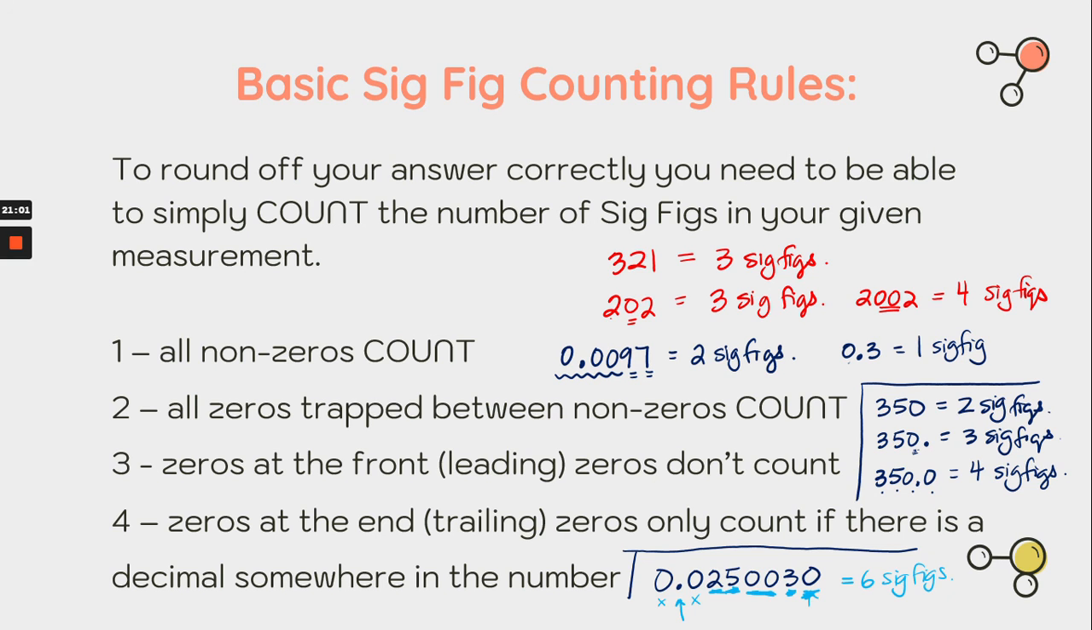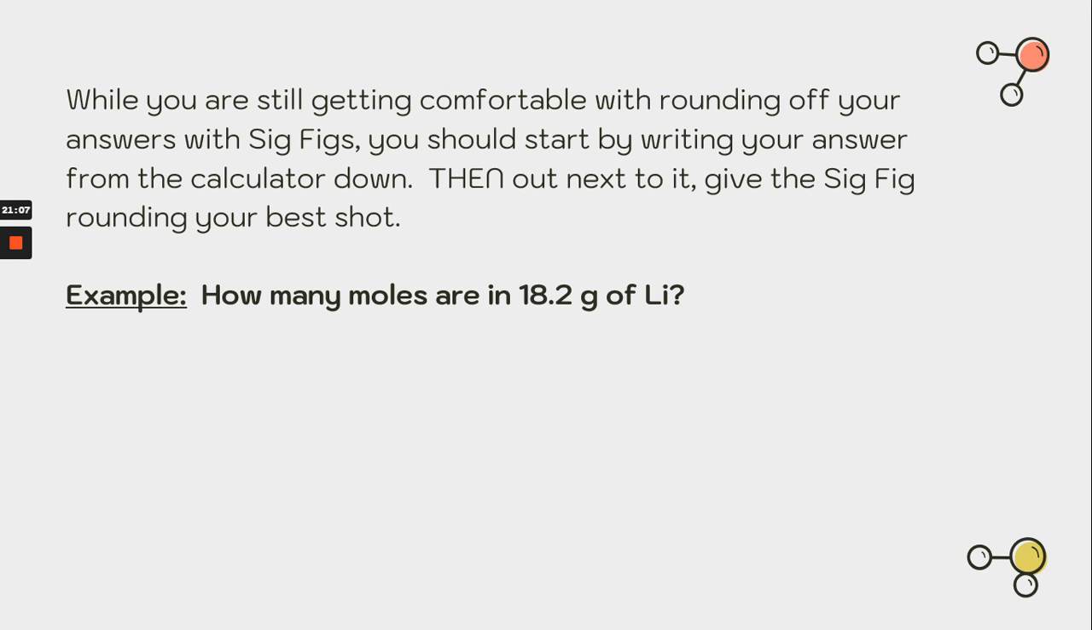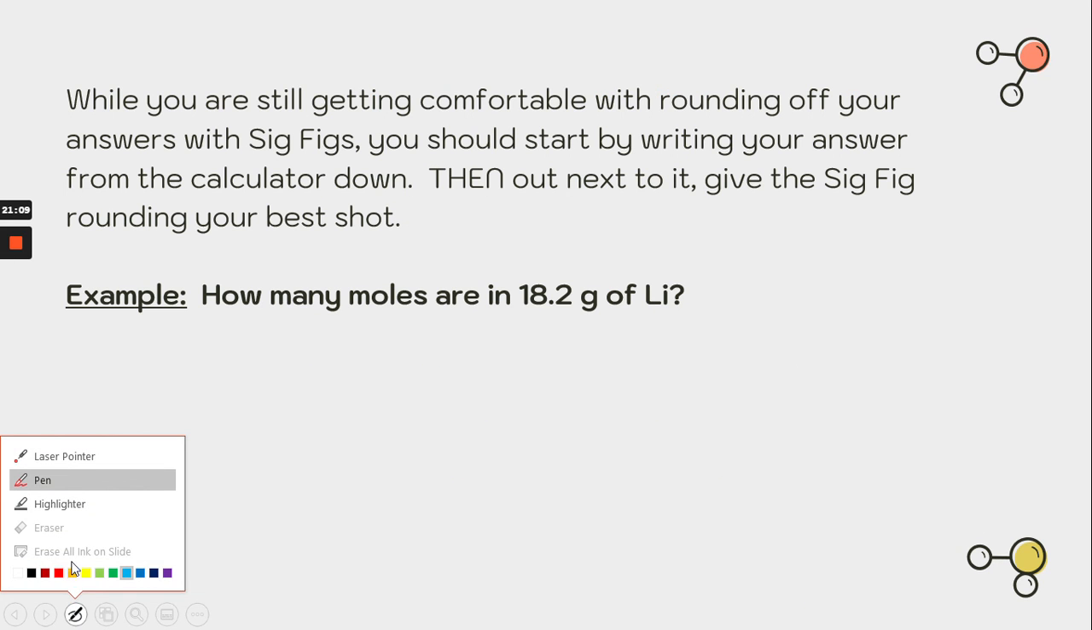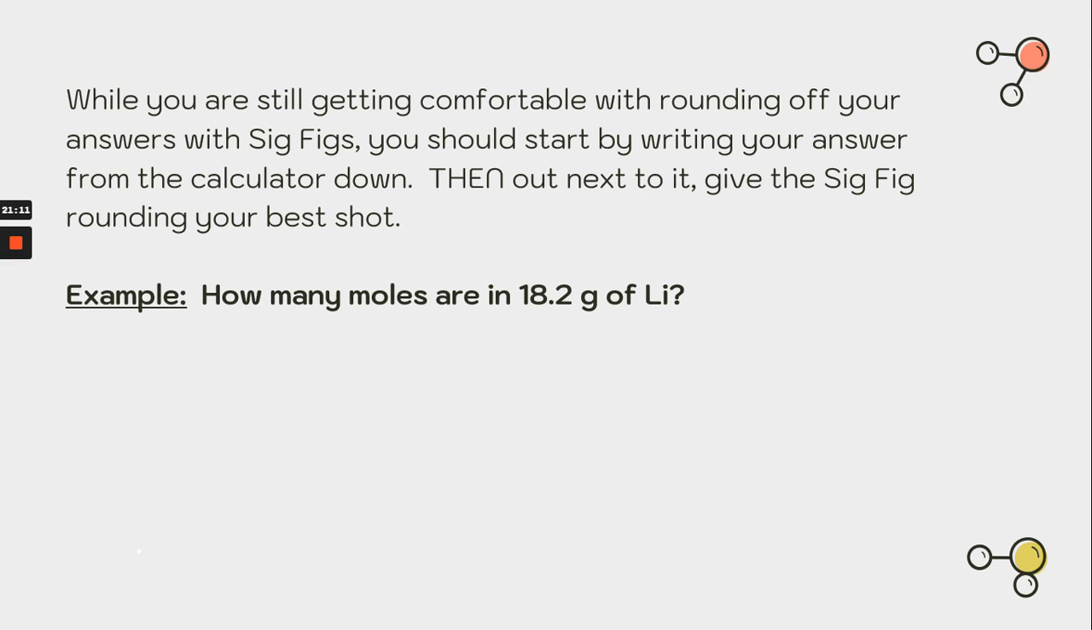I'm going to do one example for you and kind of show you what to do if you're not sure. Okay? So while you're getting comfortable with this idea, because I know it's a little weird at first, what I suggest you do is you do regular stuff, write down your calculator answer, right, with as many numbers as you want. Then out next to it, do your best to round off to the sig figs you think it should have. So for example, here is our problem like we just learned about today.